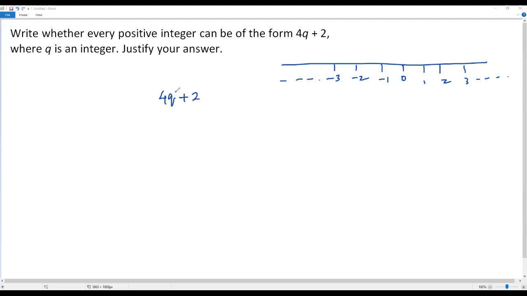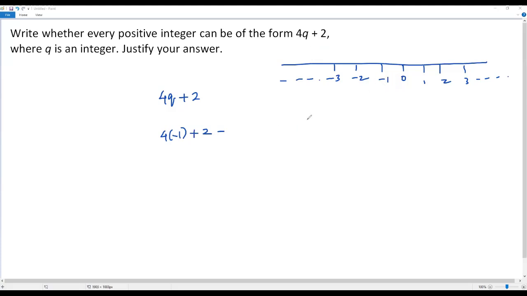So when I plug in -1 for q, I'm getting 4 times -1 + 2, that is equal to -4 + 2. I'm getting -2. But the question says whether every positive integer can be of the form 4q + 2. That means this expression 4q + 2 must be a positive integer. But when I plug in the first negative integer, -1, for q, I am getting a negative value for this 4q + 2. So we cannot consider the negative integer -1 for q.